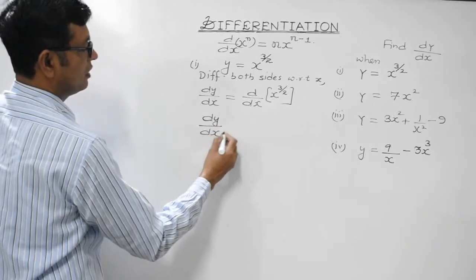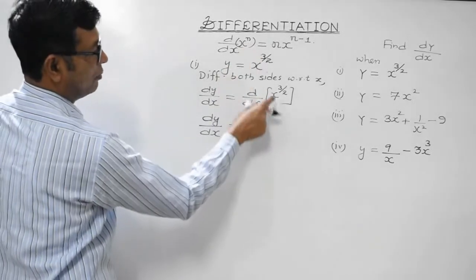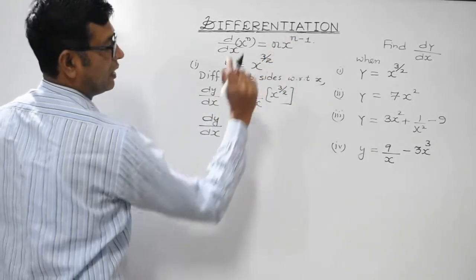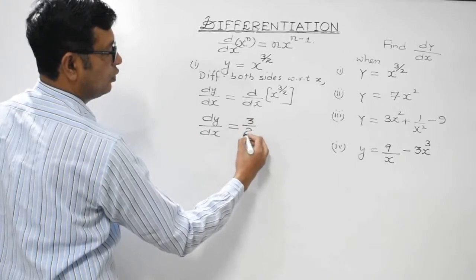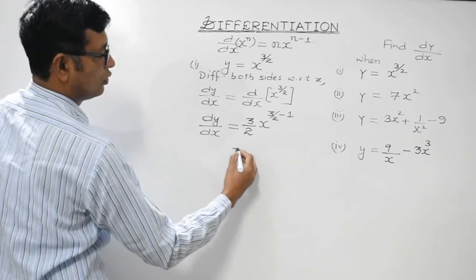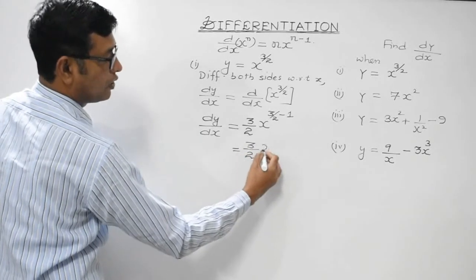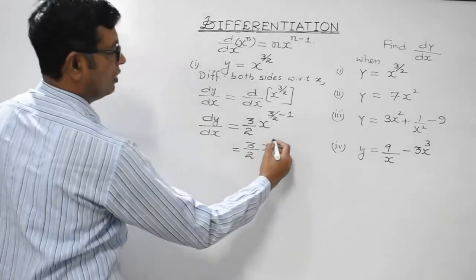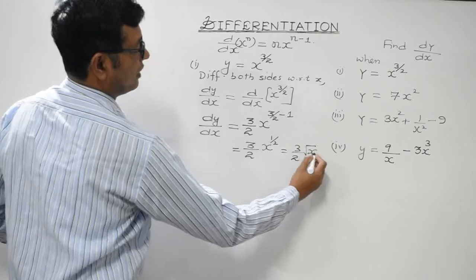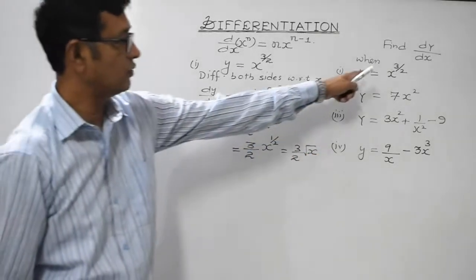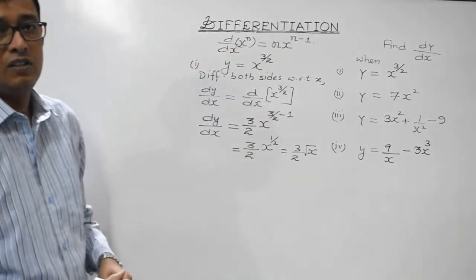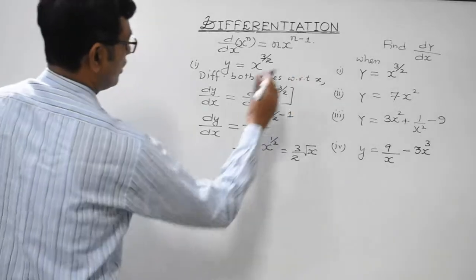So dy by dx would be equal to, compare these two, n over here is 3 by 2 and the formula is n x to the power n minus 1. So what do we get? 3 by 2 x to the power 3 by 2 minus 1. So we'll be left with 3 by 2 x to the power 1 by 2. That is 3 by 2 root x. That's the answer of this first question. Clear, students? Simply make use of this particular formula. Right? Okay. Let's try the second one.